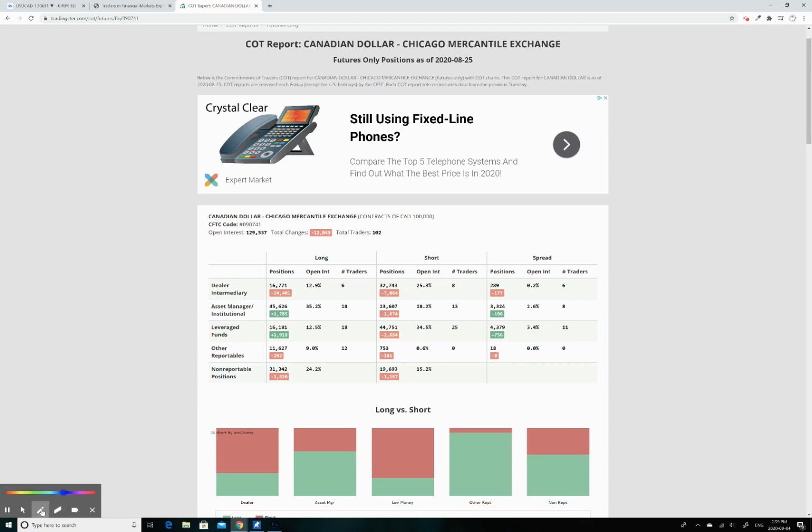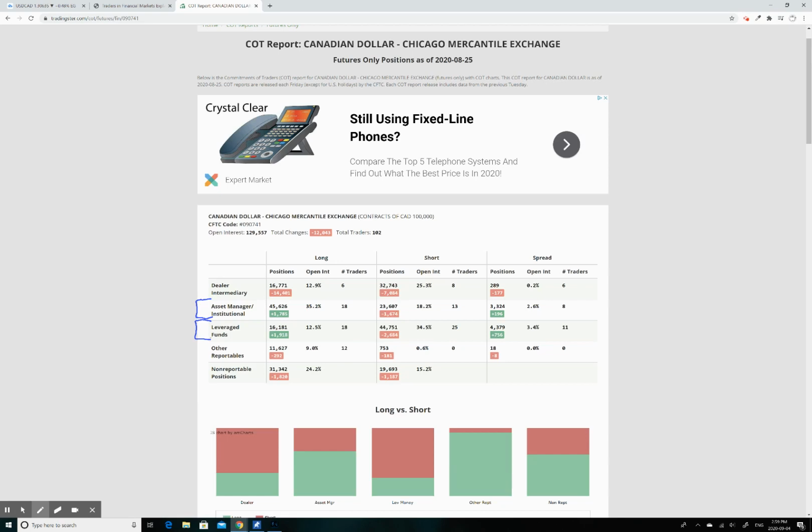I look at the asset manager, institutional, so these are the institutional traders, and the leverage funds, which are hedge funds. Okay, so institutional traders and hedge funds. These make the biggest difference in terms of what price is doing. And I'll show you a prime example here.